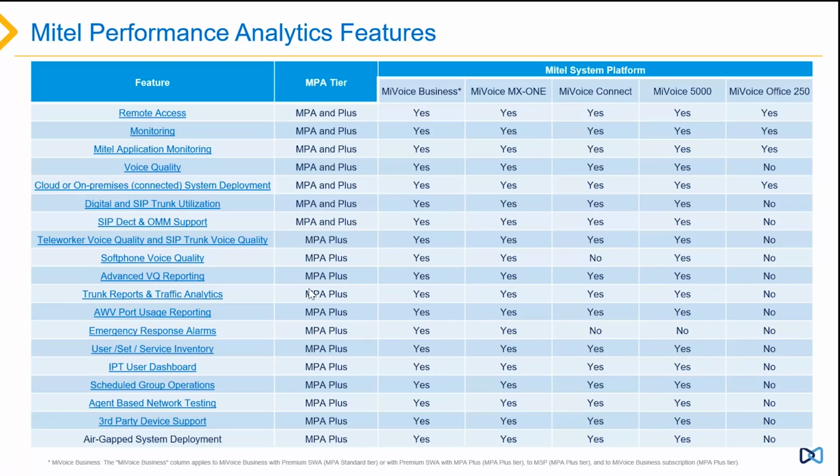SIP DECT and OMM support, right? So where it says MPA and plus, those 1, 2, 3, 4, 5, 6, 7 items right there are included in premium software assurance. And then if you want the teleworker VQ and SIP trunk VQ all the way down to air gap system deployment, that's part of plus. It's just an additional part that needs to be ordered through Mitel.